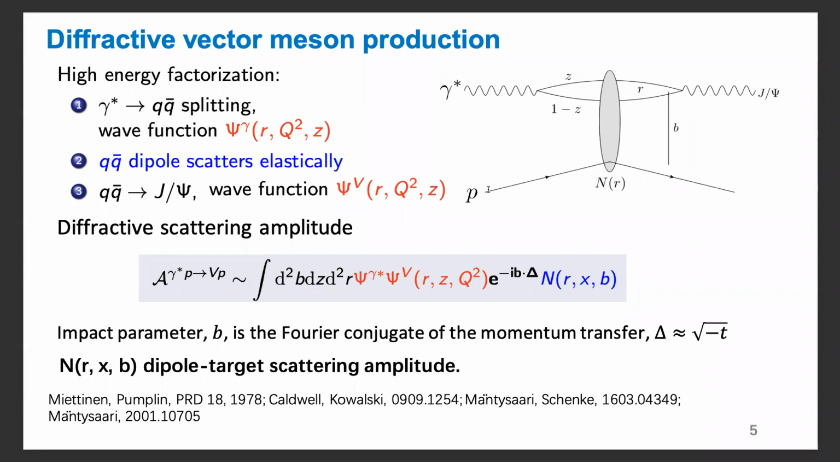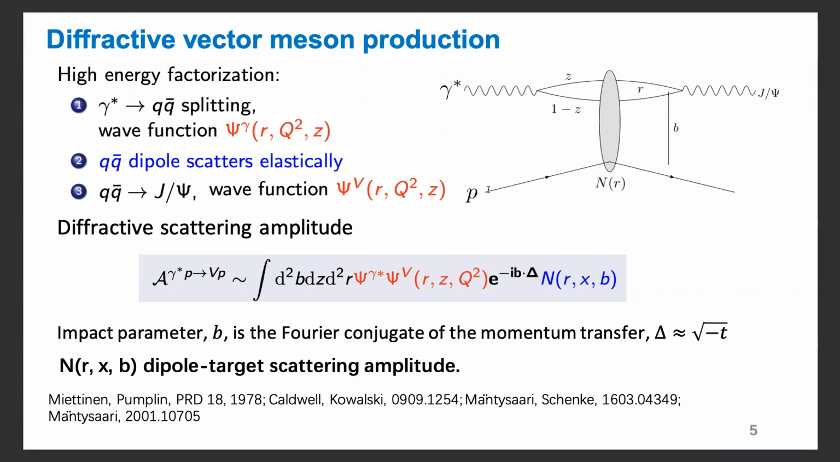It's like a Gaussian in R, where we have the size R of the J/psi or rho or phi. People have demonstrated that the Gaussian can describe the HERA data very well already. It's constrained from there. So it's not our model input, we're taking it from previous works.